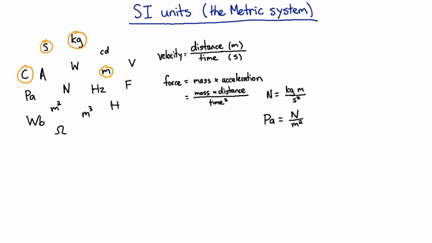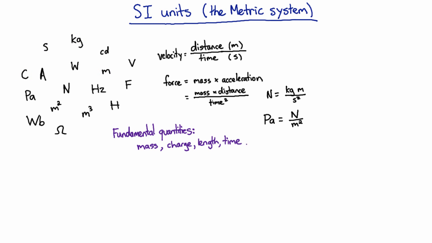The only exceptions are the candela, which has something about how the standard human eye responds to light, and the Kelvin, which has something to do with temperature. So these 4 fundamental quantities, and nearly all physical quantities are related to them.